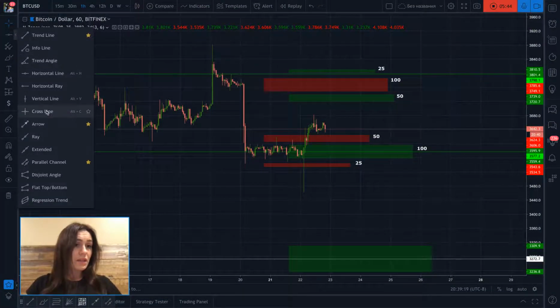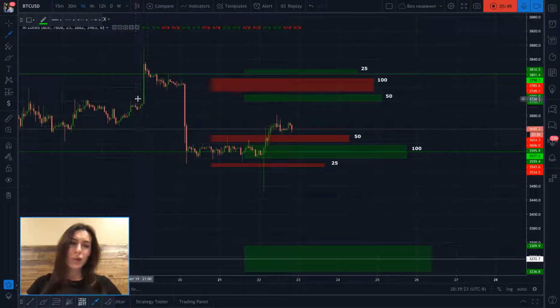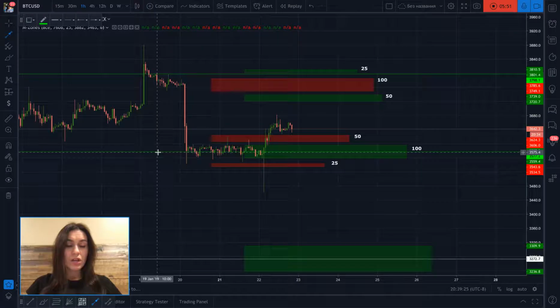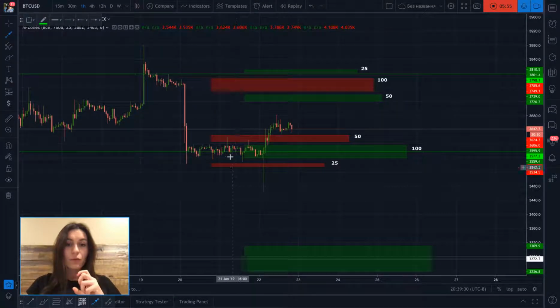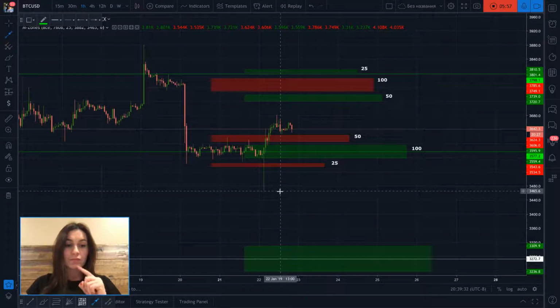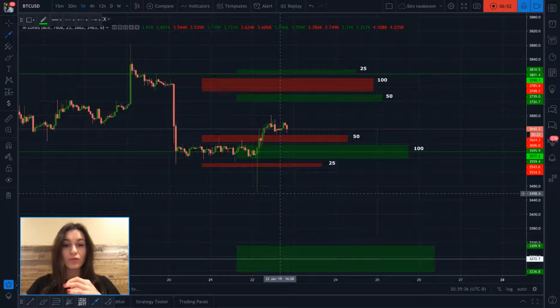I will take an arrow and I will show you how we can work here. I hope you agree with these two levels. So now we are squeezing these levels from the high and from the low. We took our high and we took our low. One more time, what is going to happen right now?